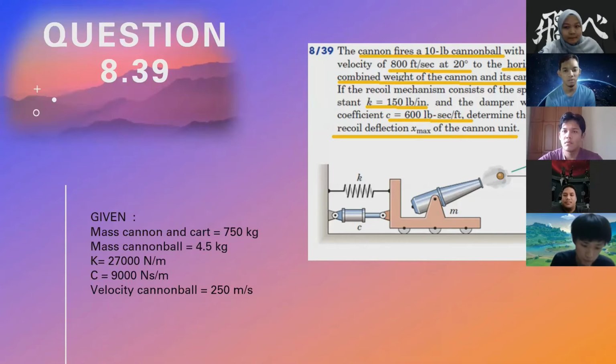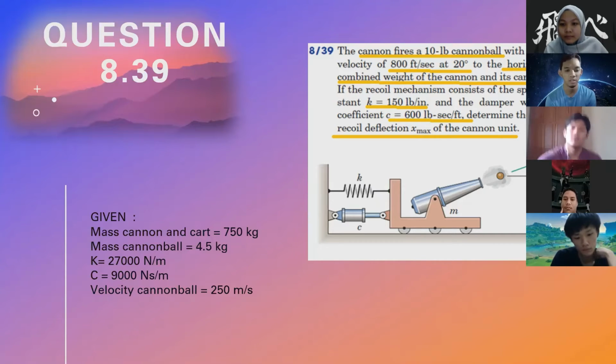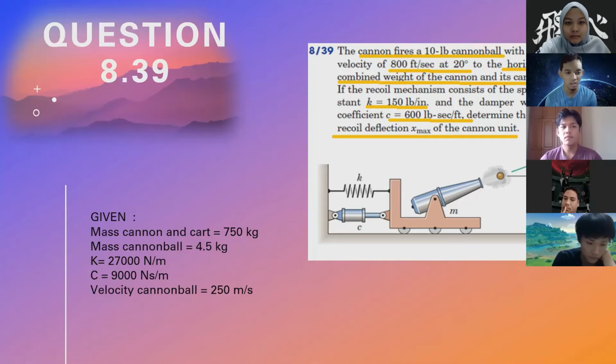For question number 8.39, it is about a cannon which fires a cannonball, and at the chart of the cannon, it has a damper and also a spring stiffness. As for the given information, the mass of the cannon and chart is 750 kg. The mass of the cannonball is 4.5 kg. The stiffness of the spring is 27 k. The damper coefficient is 9,000, and the velocity of the cannonball is 350 meters per second.